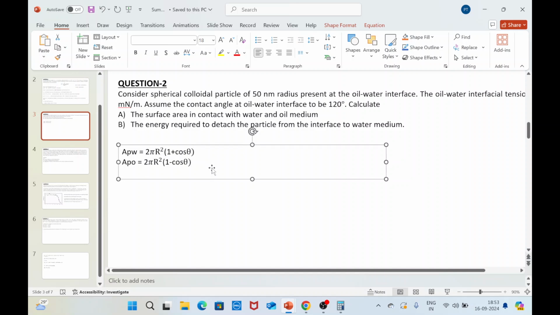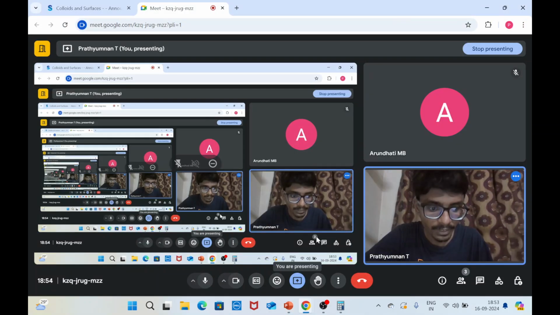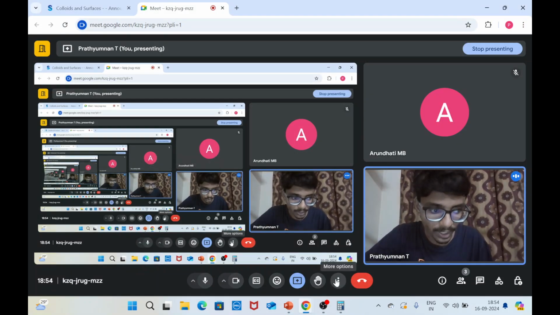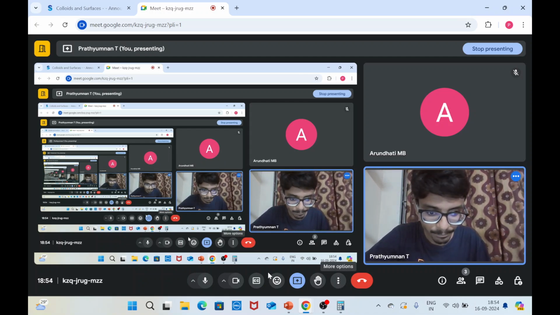So when you know your expressions, you just plug in the values and calculate. Let me just open my Jamboard so that I can show you the diagram.